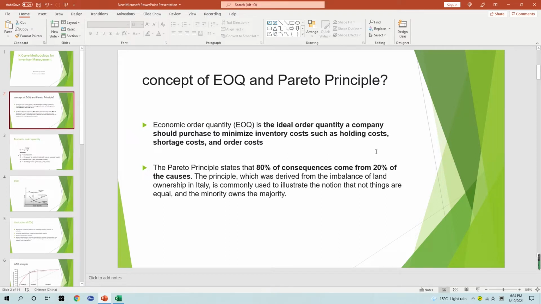And the definition of the Pareto principle is the 80-20 rule, and it basically says that 80% of the consequences come from 20% of the causes. This principle, which was derived from the imbalance of land ownership in Italy, is commonly used to illustrate the notion that not all things are equal and the minority owns the majority.